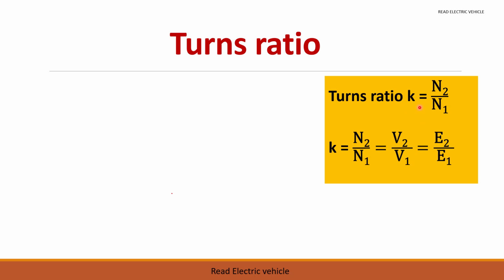So we have seen turns ratio K is equal to N2 by N1. In terms of voltage, it is V2 by V1 that is equal to E2 by E1, because it is the ideal transformer. Now, for a lossless transformer, that is the ideal transformer, the input power is equal to output power, that is V1 I1 equal to V2 I2.